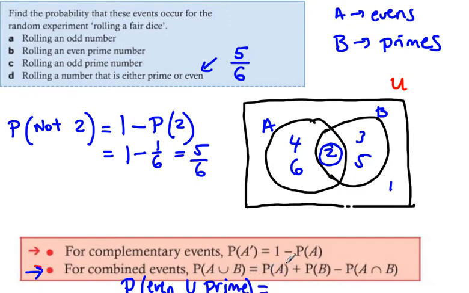Now the rule says that's the same as probability of A, so probability of even, which is 3 out of 6, plus probability of prime, which is also 3 out of 6. But if you think about it, we've counted 1, 2, 3 out of 6, and 1, 2, 3 out of 6. We've actually counted that 2 twice. So this rule tells us to subtract the intersection. So subtract the probability of a 2, which is 1 out of 6. So 3 out of 6 plus 3 out of 6 minus 1 out of 6 is actually 5/6, which is the answer we expected. And that's the end of the podcast.